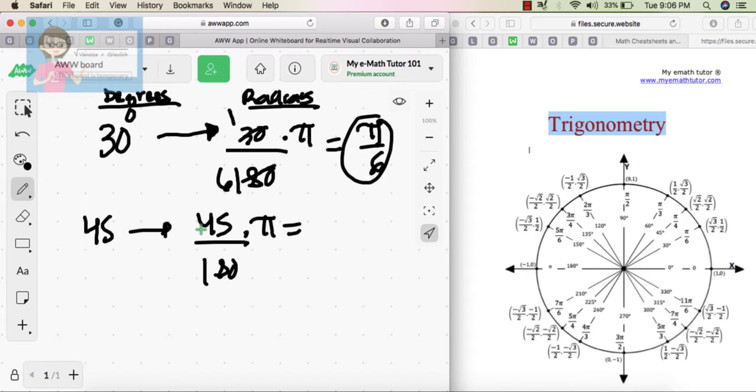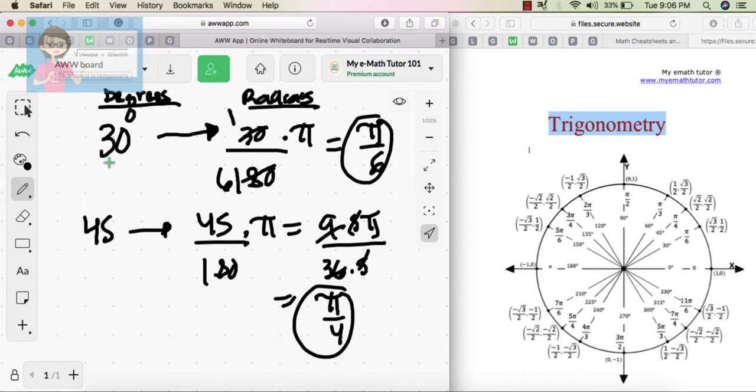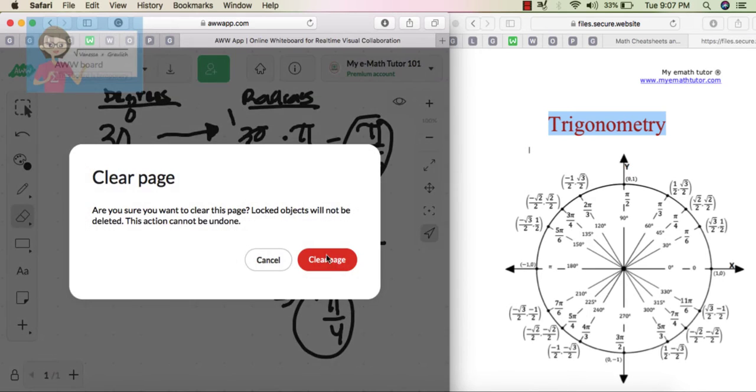And then 45 is going to be equals to what? Well, 45 is 9 times 5, right? And then 180 is equals to, so I have here 9 times 5 pi, and then 180, I can also say that this is 36 times 5. And then, look, 9 over 36 is going to be what? 1/4. So this is pi over 4. So this is how you get 30, 45. Let's just do one more.